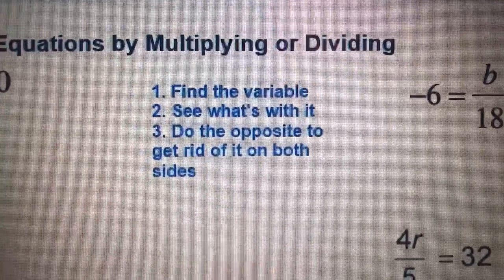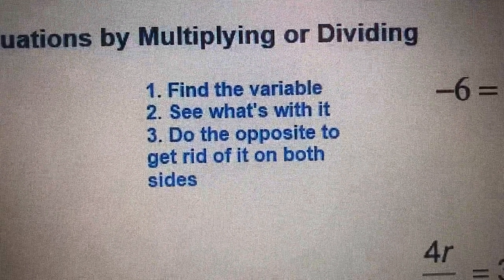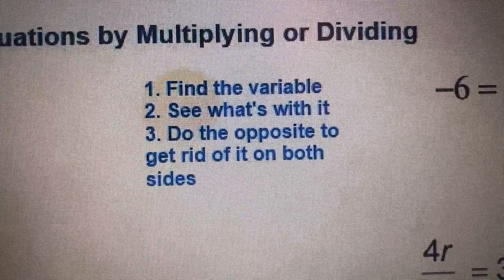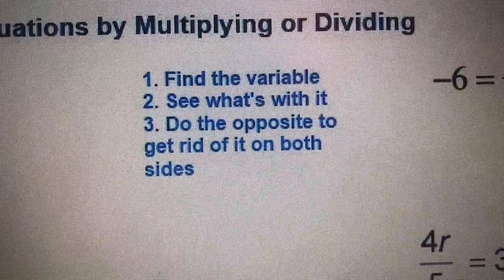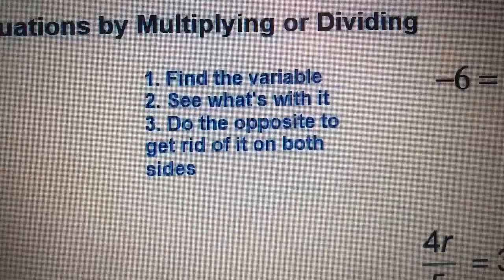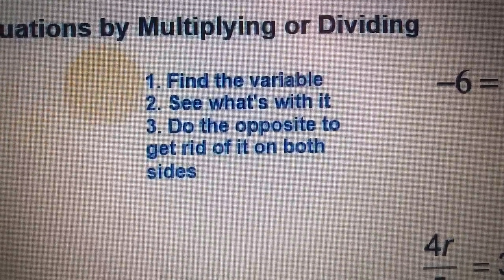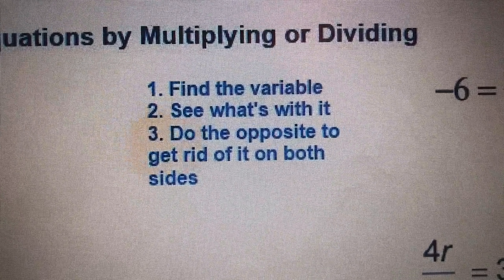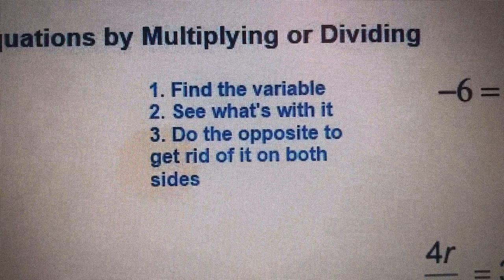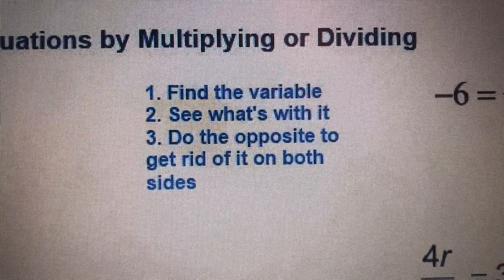Take a look at solving equations by multiplying or dividing. A few steps I want to throw out here. First of all, anytime you're asked to solve an equation, that means your goal is to get that variable by itself. So we want to find the variable, see what's hanging out with it, and then do the opposite to get rid of it. And when we do that opposite thing, we have to do that on both sides of the equation.